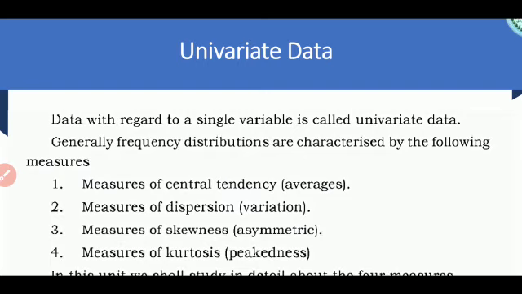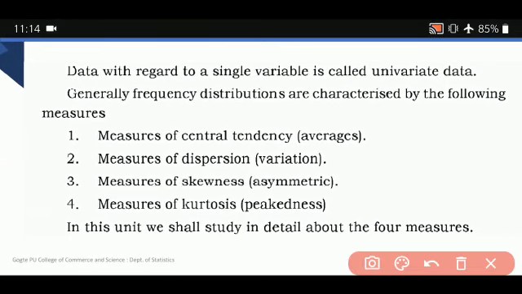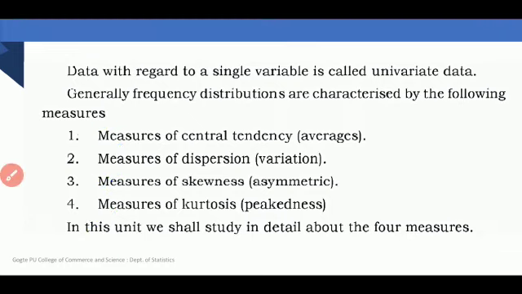Generally, frequency distributions are characterized by the following measures: measures of central tendency, also known as measures of averages; measures of dispersion or variation; measures of skewness, that is asymmetry; and measures of kurtosis, that is peakedness. In this chapter, analysis of univariate data, these are the things you will be learning.